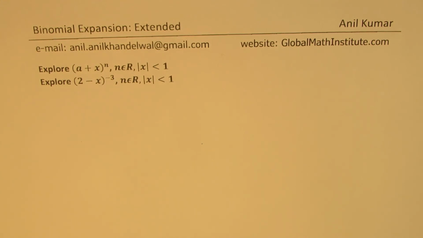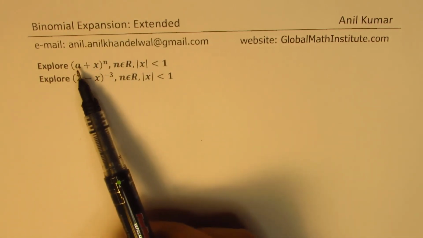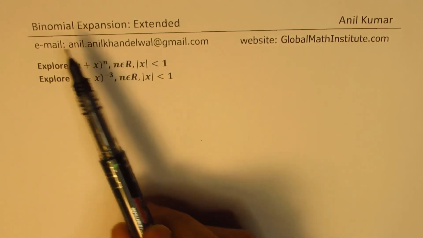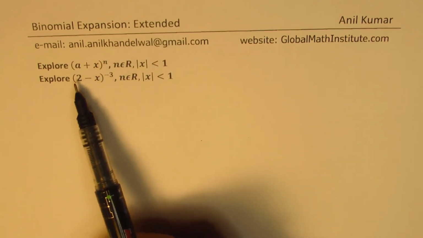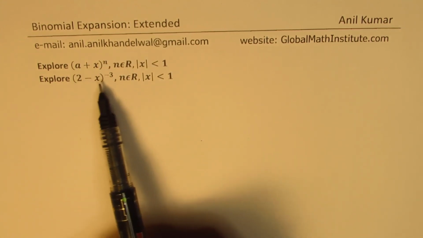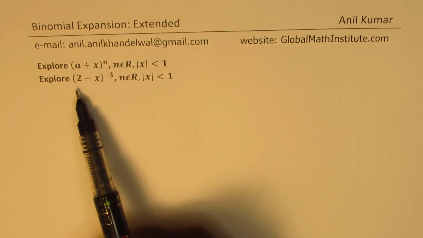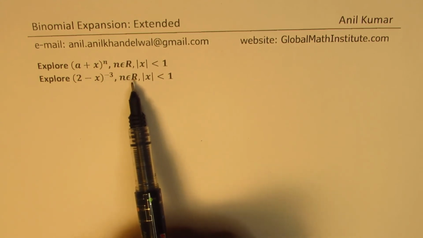Now what we have here is we need to explore a plus x to the power of n, where n belongs to real numbers. So in binomial expansion, this was natural numbers. Now we are actually extending the binomial expansions, and we just saw many examples where a was 1. Now in this particular case, we have a special case. We are writing 2 minus x to the power of minus 3. That minus 3 is not a natural number, it's a real number.